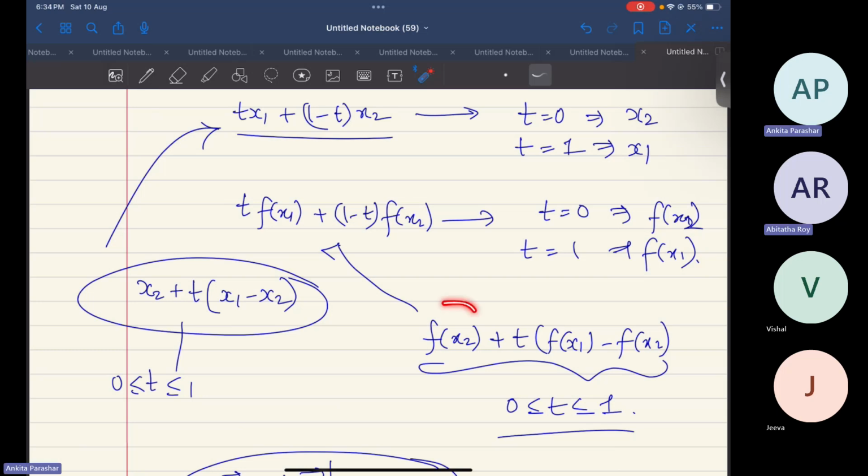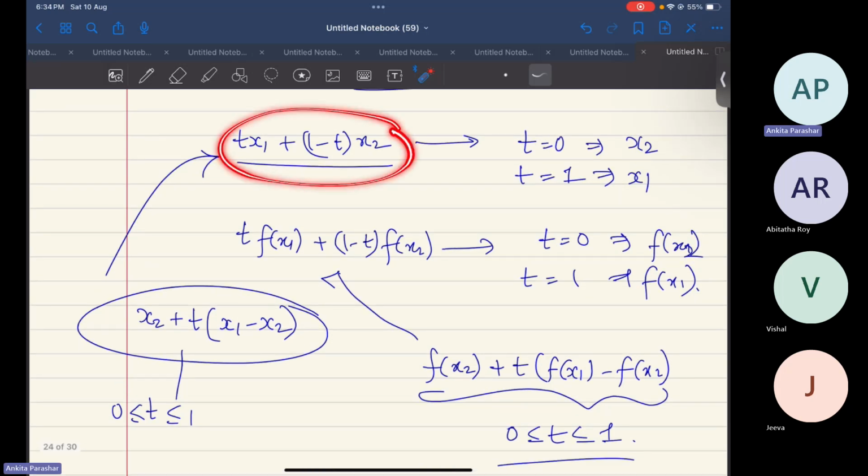We are like starting. If we phrase it in this way, it is the line segment from (x1, f(x1)) to (x2, f(x2)). No, no. This is one line joining x1 and x2. There is no f(x1) here. This is another line joining f(x1) and f(x2). Do not mix up.